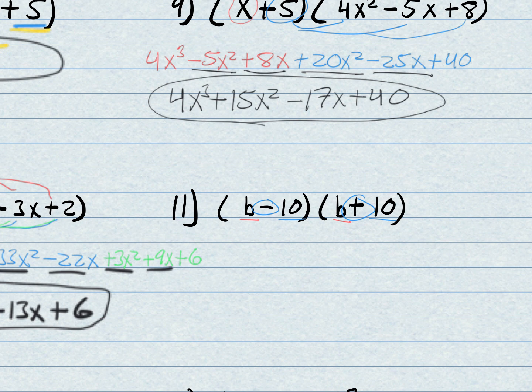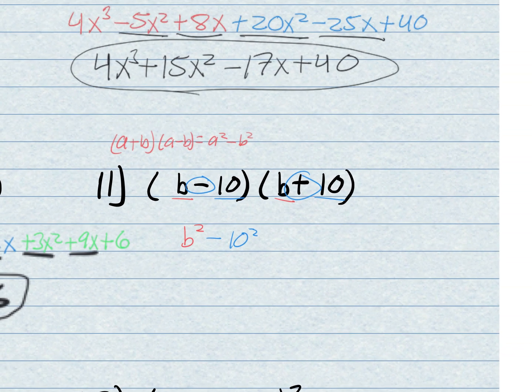And if you remember, our special product for a plus b times a minus b is just going to equal the first term squared minus the second term squared. So let's go ahead and do that. So b squared, I'm just going to write as b squared minus 10 squared. And then, of course, you're going to want to simplify and evaluate 10 squared. So then your final answer is just going to be b squared minus 100.